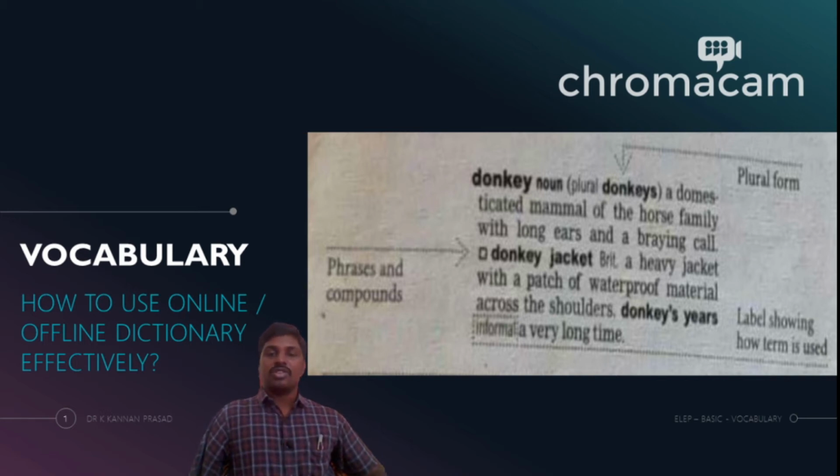So shall we look at the meaning here? A donkey jacket means a heavy jacket with a patch of waterproof material across the shoulders. Now when we were doing this, we also missed one particular thing here. You could see that after donkey jacket, there is yet again an italicized word right here. I'm sure you could see it. It says BRIT, or Brit with a dot. Now why is this given here? It is to say that donkey jacket is a British variant.